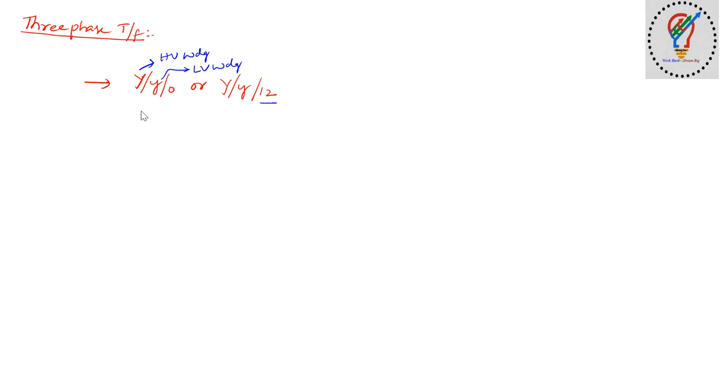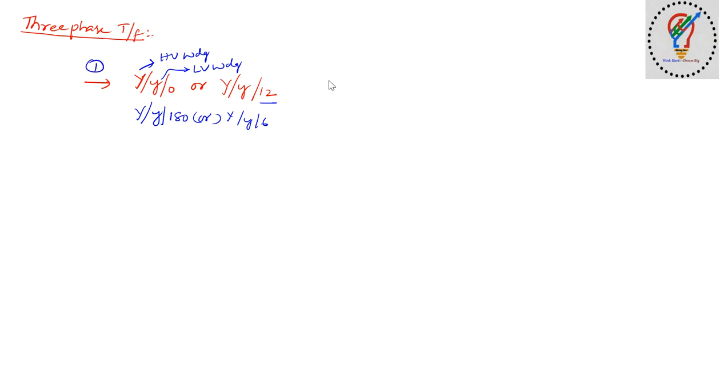This group can also be written as capital Y, small y, 180, or capital Y, small y, 6. So these will be the two possible connections in the star-star connection, based on the phases. This is category one.